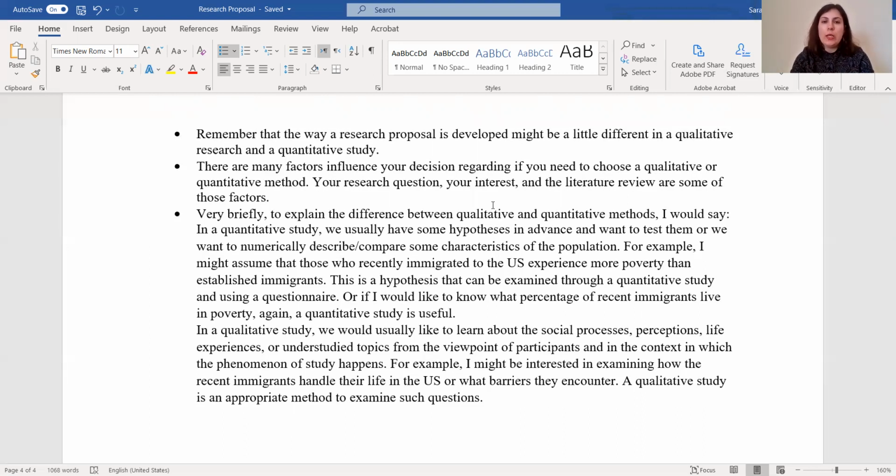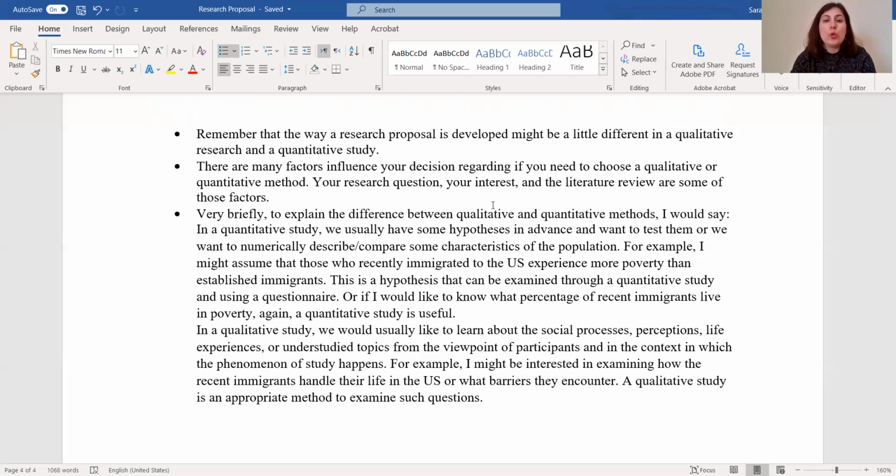The other way to conduct a quantitative study is that, for example, I'm interested to see what percentage of recent immigrants live in poverty. I want to describe the population numerically using numbers. And here again, a quantitative study is the excellent choice and the appropriate decision to conduct such a study.